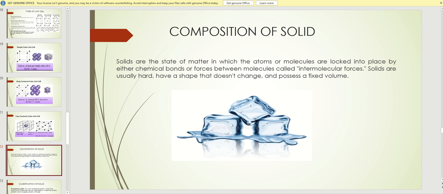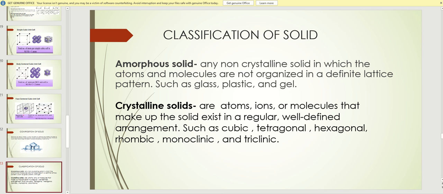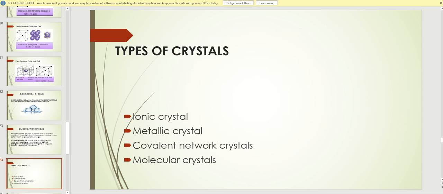Composition of solid. Solids are the state of matter in which atoms or molecules are locked into place by either chemical bonds or forces between molecules called intermolecular forces. Solids are usually hard, have a shape that doesn't change, and possess a fixed volume. Classification of solid. Amorphous solid: any non-crystalline solid in which the atoms and molecules are not organized in a definite lattice pattern, such as glass, plastic, and gel.